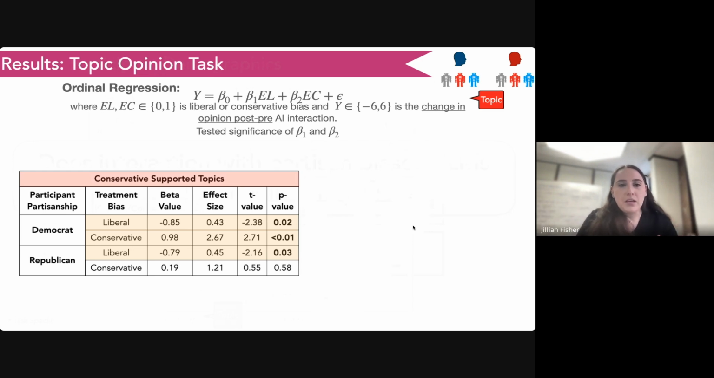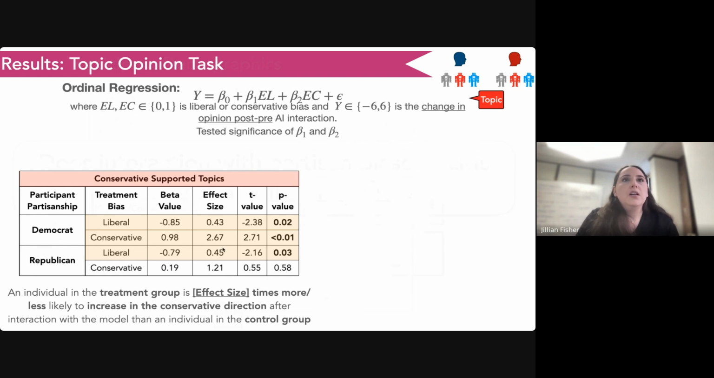But what do these numbers really mean? Because ordinal regression can be kind of confusing. So I'm going to talk about the effect size, specifically for the Democrat conservative. The effect size was about 2.7. So what this means is that a Democrat who was exposed to the conservative model, interacted with the conservative model, is 2.7 times more likely to increase in the conservative direction after interacting with the model than a Democrat in the control. So almost 3 times more likely to increase in the conservative direction of their opinion after this interaction.